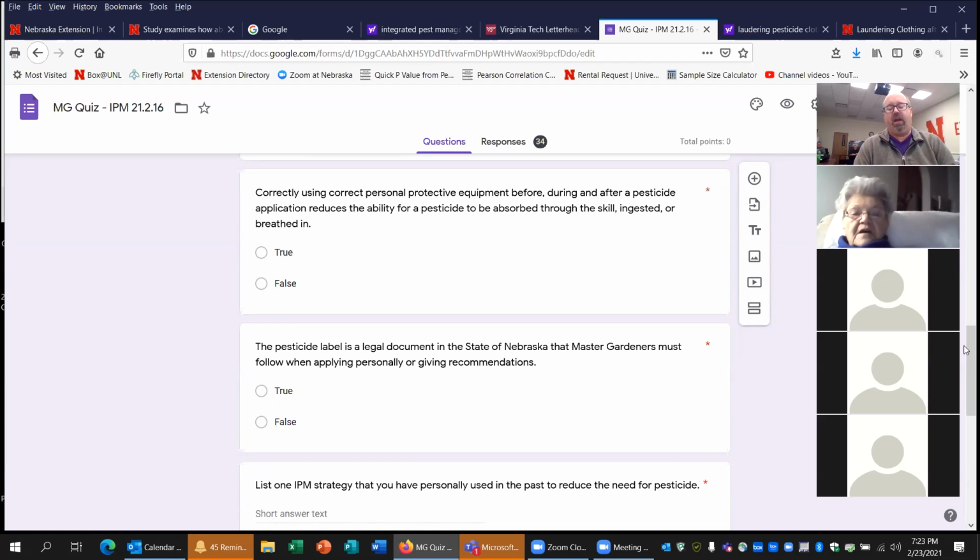Yes, that is supposed to be skin. I apologize. Okay, thank you. That's okay. I just wanted to make sure. Yeah, it was supposed to be skin.